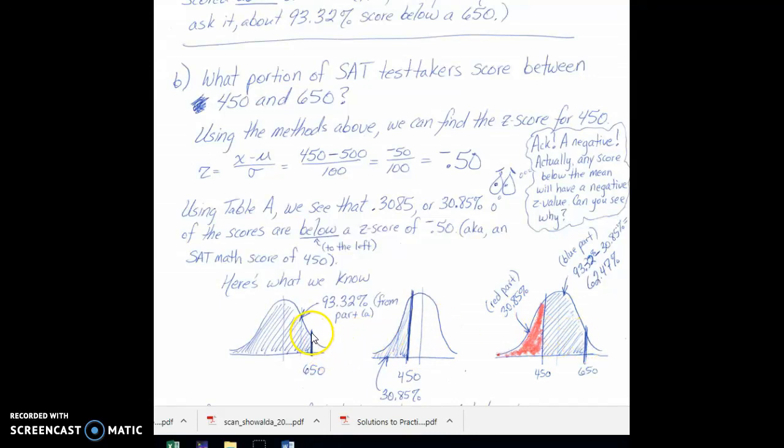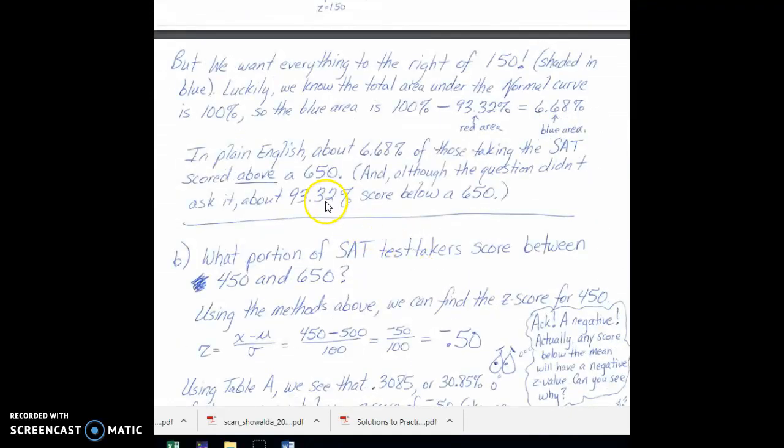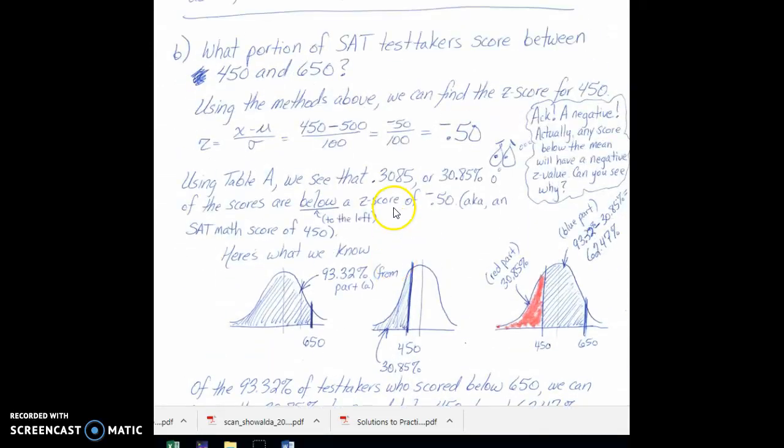But what we can do is get the area to the left of this. That'll give us everything here. And then we could get the area to the left of this and essentially slice off that tail that we don't want, to leave us with only that blue portion. That's our strategy here. So notice we already have the percent to the left of 650. We got that right here in part A. But we don't know how many test takers scored below a 450.